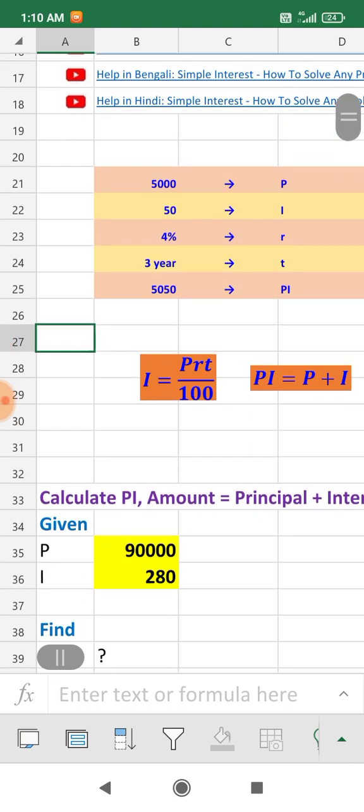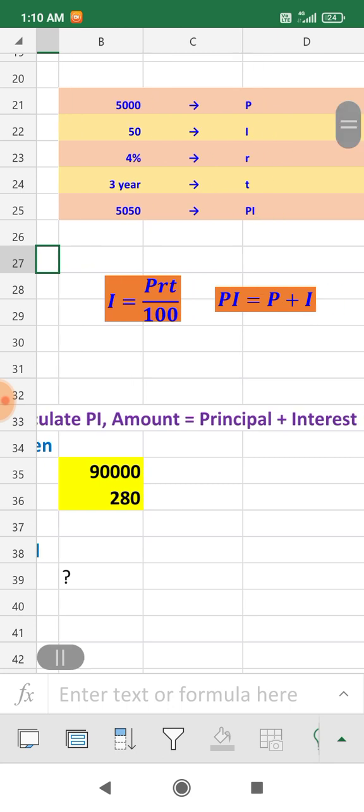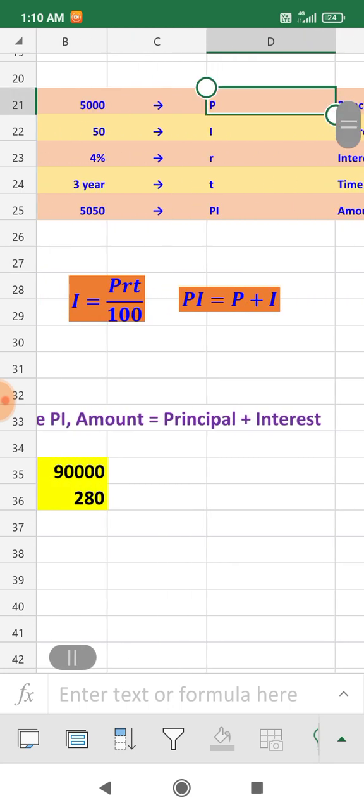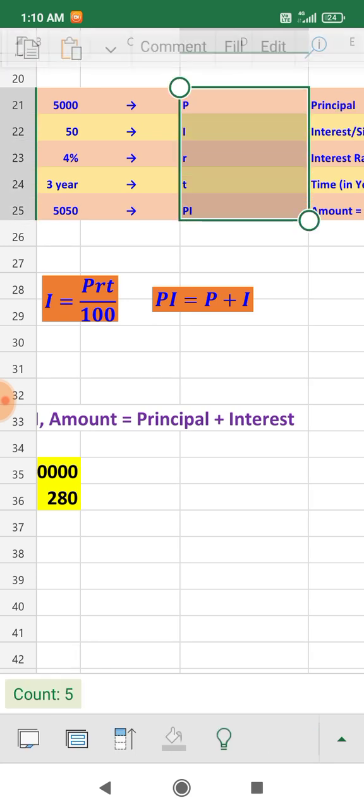We know the basic concept of SI. Now we want to know how to solve any problem. Look here. How many variables are there in this? Only 5.